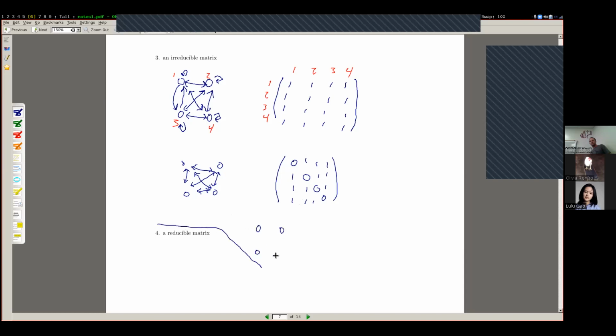Keep up the 4 nodes. And here's sort of a minimalist irreducible graph. No matter where you start, you just have to follow the arrows. You go around in circles forever and you'll visit everything. And this will look something like the identity matrix, but sort of shifted over.